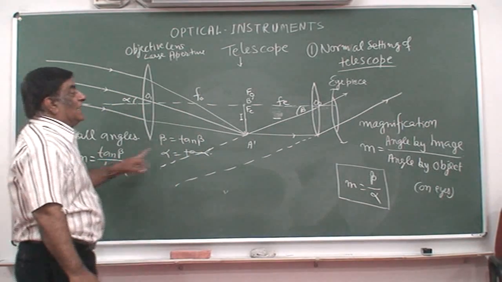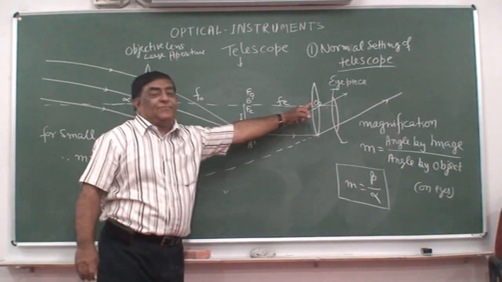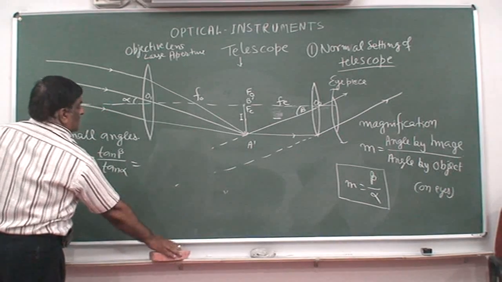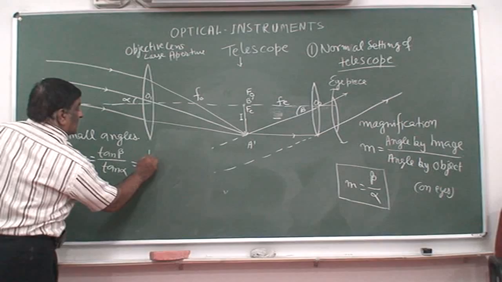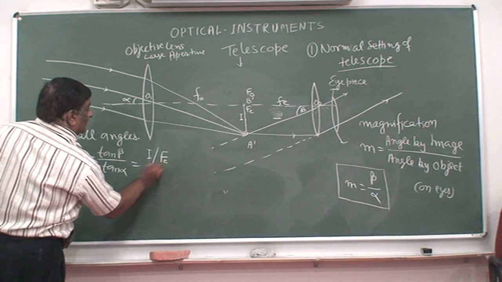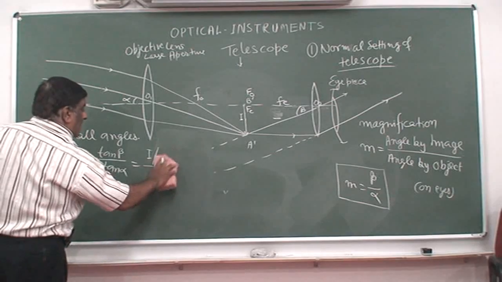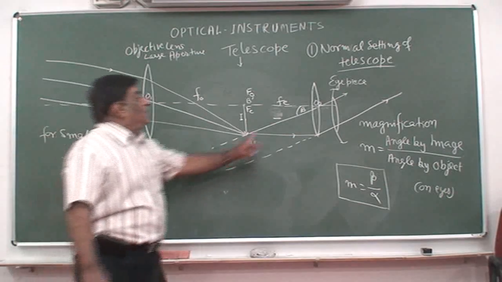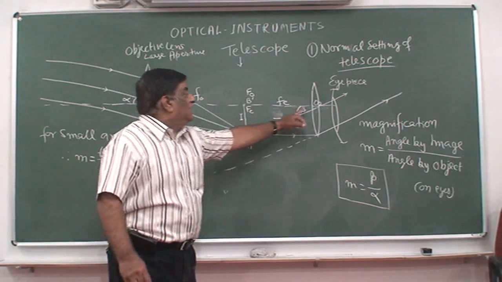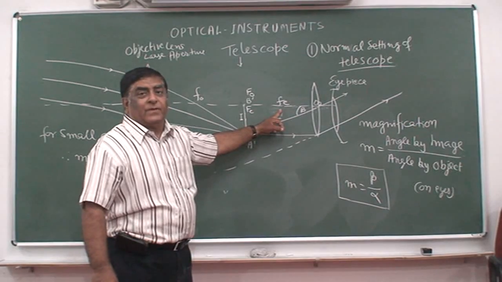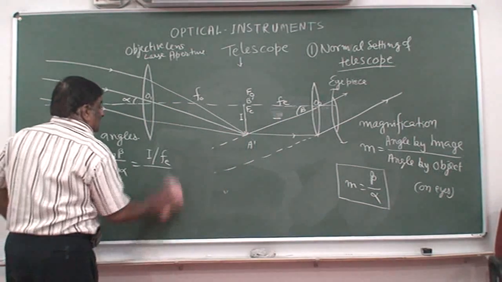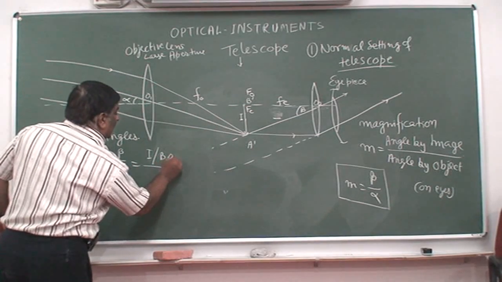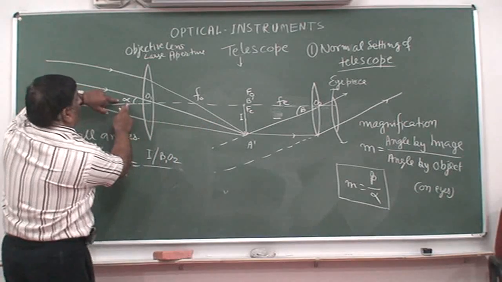Again come here, tangent beta is I upon Fe. So this I will write I upon Fe. Sorry. Focal length of eyepiece, on this side. If I put this value, this will be negative. Okay, I tell you in detail. This is I upon B dash O2. And what is tangent of alpha?